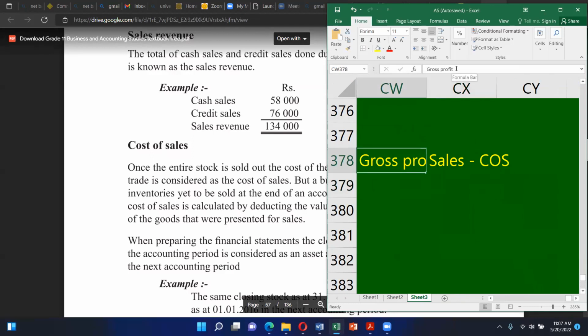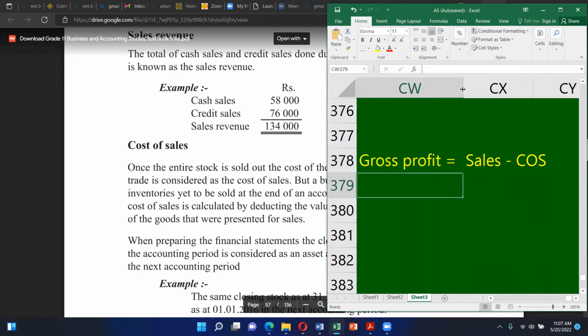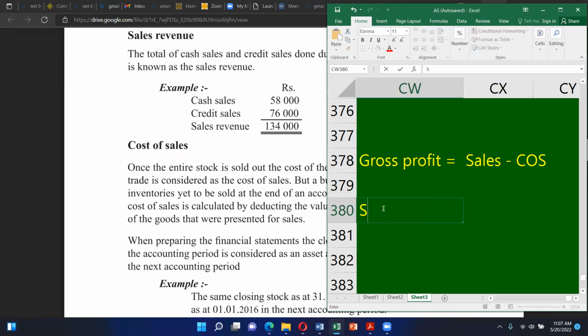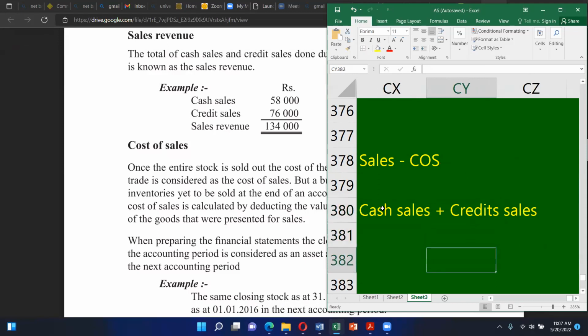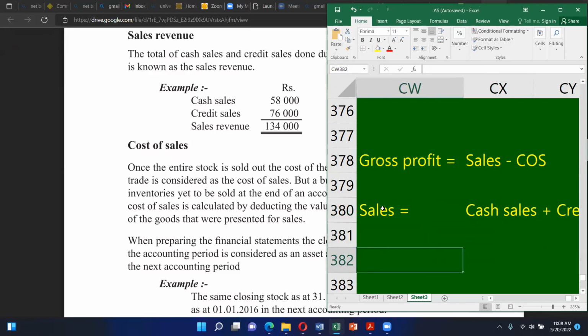So gross profit equals sales minus cost of sales. And next, write it down. Sales equals cash sales plus credit sales. This is the cost of sales formula. Okay?